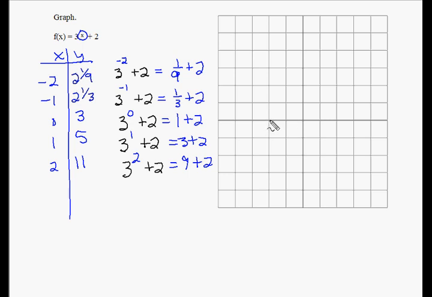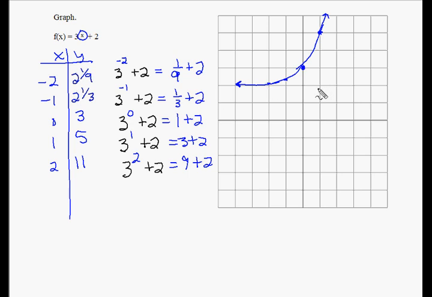At -2, we're at 2 and just a teeny weeny bit. At -1, we're at 2 1/3. At 0, we're all the way up at 3. At 1, we're all the way up at 5. And at 2, we're way off the paper. So you can tell that this is a curve. It seems to be going up. It's an increasing function.